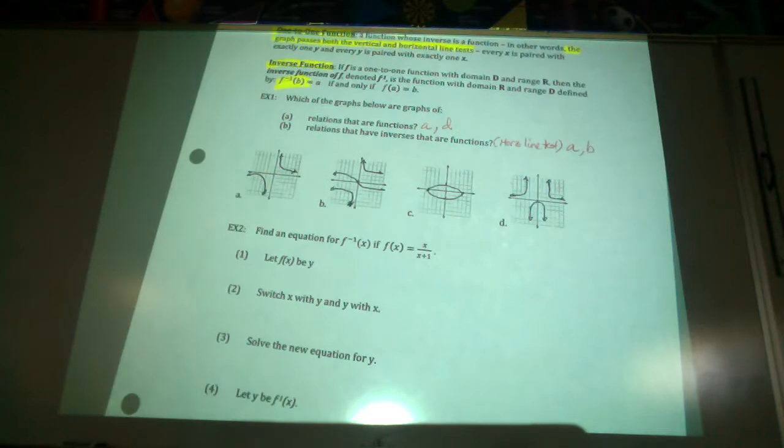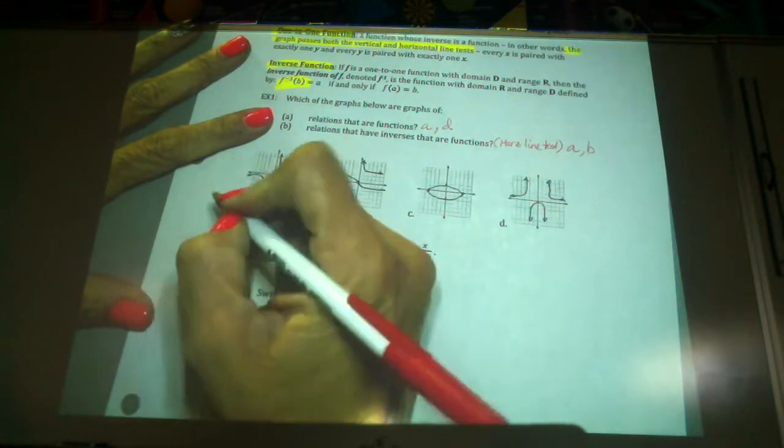And that just means it passed both the vertical line and the horizontal line. Meaning both the original function and the inverse are both functions. So write yourself a note because you're not going to remember that.